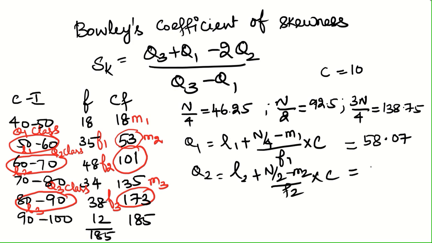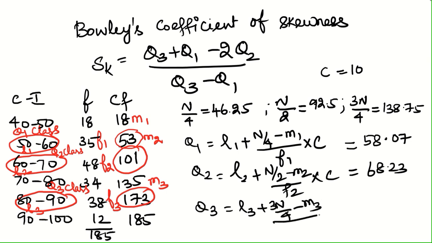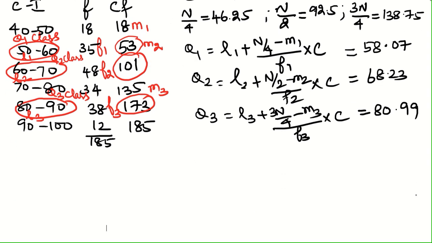Similarly your Q2 value will be L2 plus n by 2 minus M2, by F2, into C. On simplification we get the value as 68.23, and your Q3 value will be L3 plus 3n by 4 minus M3, by F3, into C, which on simplification we get as 80.99.